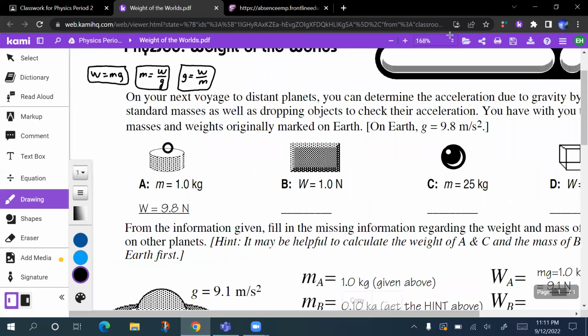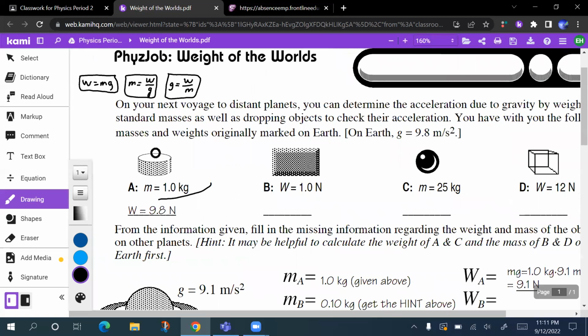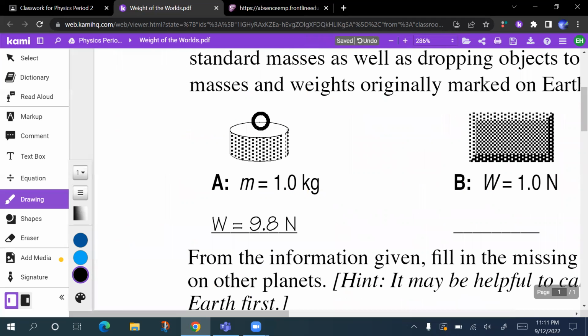Okay, so we are given mass A is a 1 kilogram mass. And we find that it weighs 9.8 newtons. Again, how did we get that? Well, weight would be 1.0 times g, which is 9.8 on Earth, which would give you, of course, 9.8.